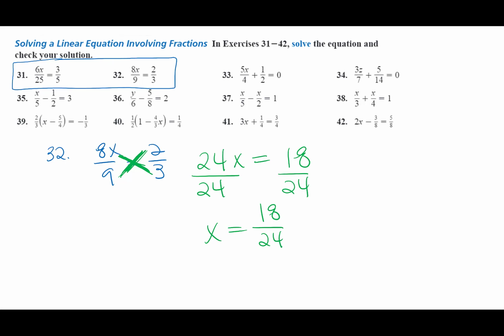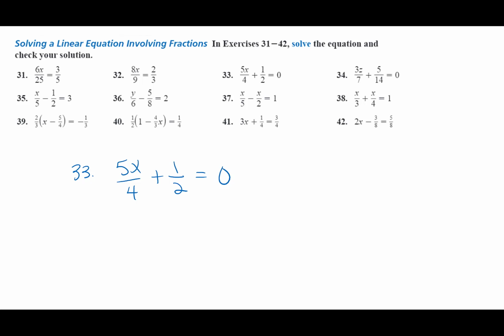This is not your final answer because it's not in simplest form. I think WebAssign would count this wrong. And I don't want you to pull out your calculator and change it into a decimal. I want you just to reduce this by the greatest common factor, which would be 6. 18 divided by 6 is 3. 24 divided by 6 is 4. And so the complete and final answer is the fraction 3/4.